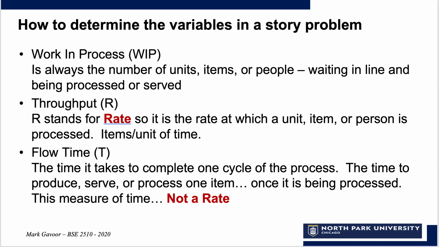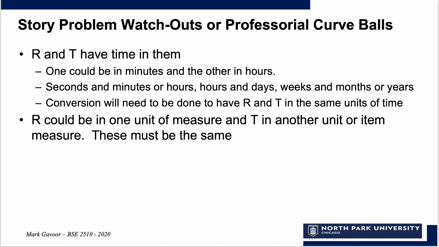Some watch-outs in story problems, or professorial curveballs. R and T have time in them, but one could be in minutes, the other in hours. One could be in seconds, the other in minutes or hours. One could be in hours, the other could be in days. One could be in weeks, the other could be in months or years. Conversion will need to be done to have R and T in the same units of time. Also, the rate could be in one unit of measure of an item, and T could be in another, so they must be the same.